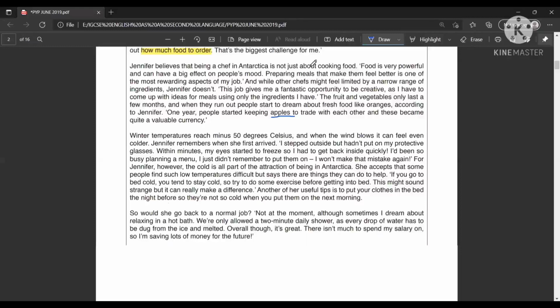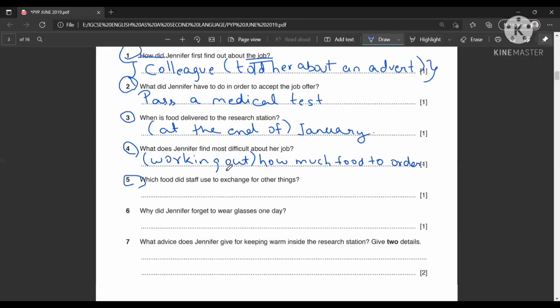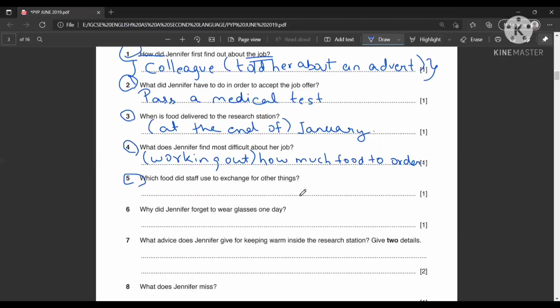Apples. Okay, so see here, it's written trade, it's not written exchange. So, you need to relate it. We are going to write here apples. Which food did staff use to exchange for other things? They were apples.